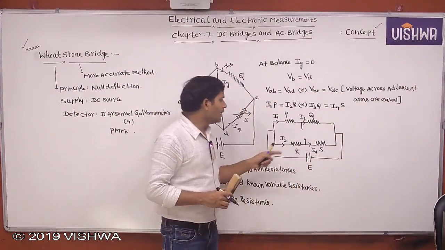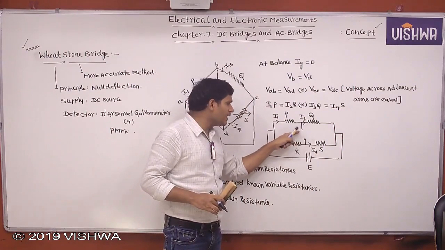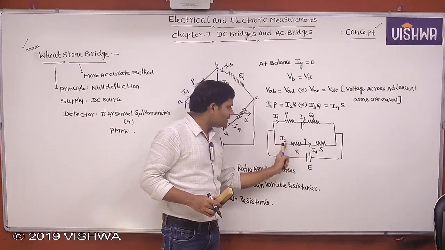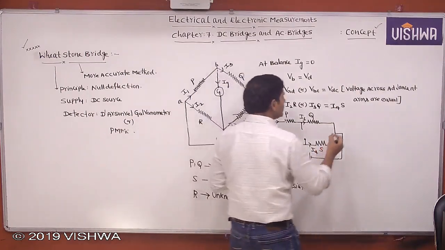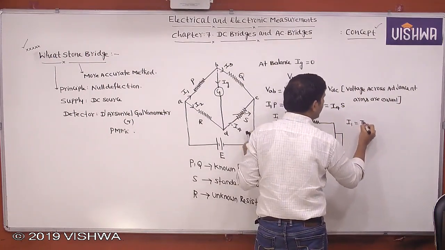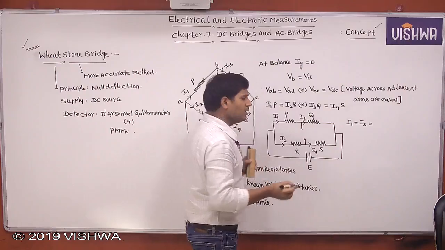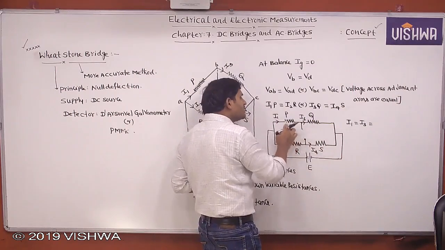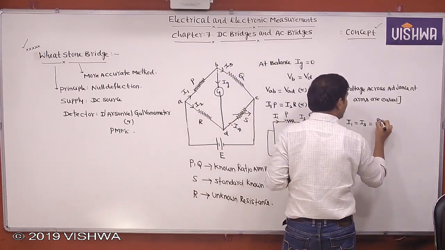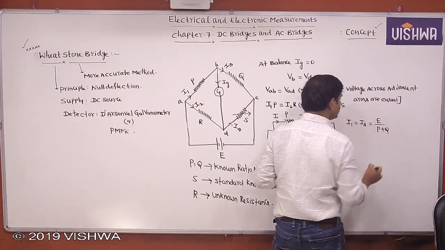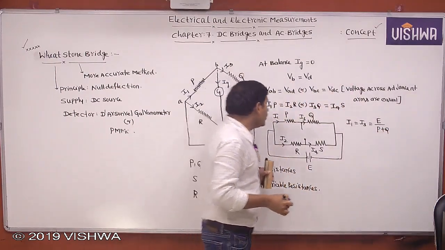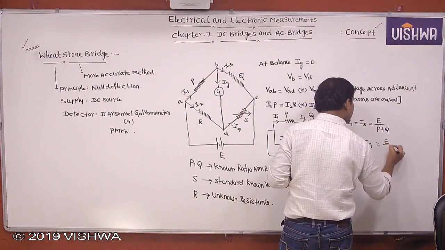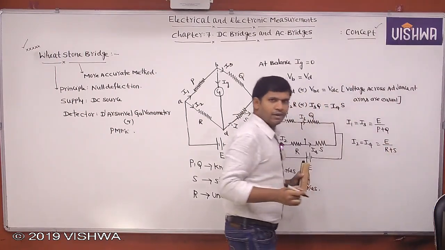Tell me, if there is no current through the galvanometer, it means here there is no current. Here there is no current means these two currents are equal. Here there is no current means these two currents are equal. Shall we write like this? I1 equal to I3 equal to, I am writing the expression for currents. What is the total voltage we are applying? E. Then what is the resistance offered by this path? P plus Q. So E by P plus Q. Similarly, what is I2 equal to I4 equal to? E by R plus S.